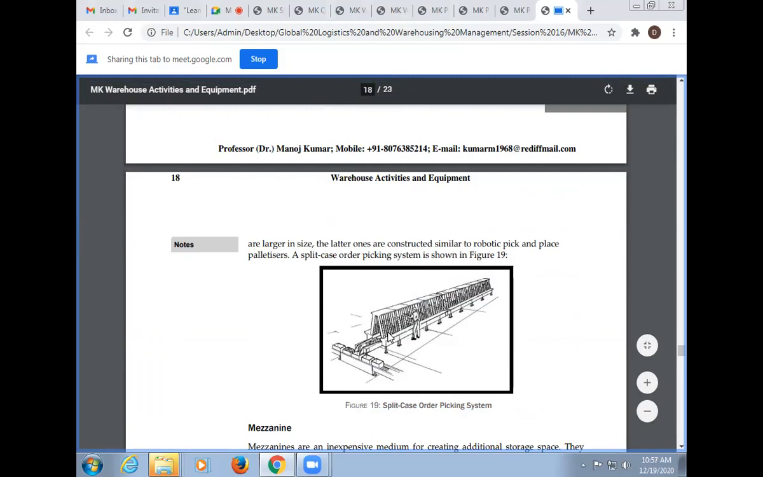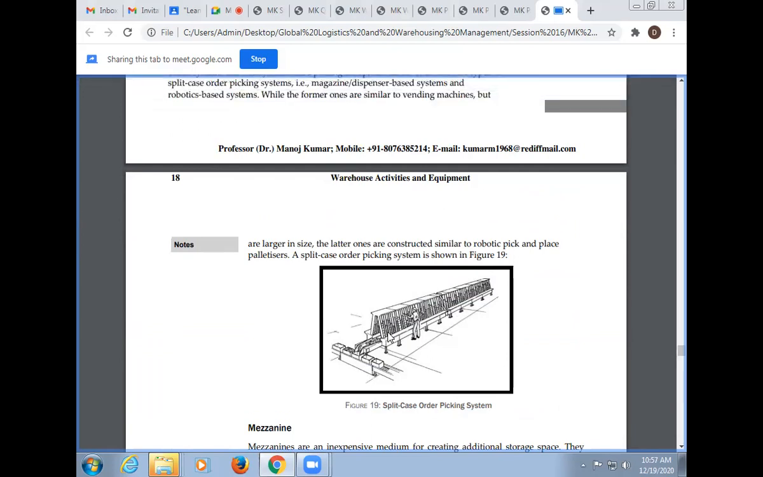The cases are made there. Split cases are made there. It is a very good figure. The split is made there, the cases are made there, and then the machine moves and picks up the items from there. This is the split case order picking system.